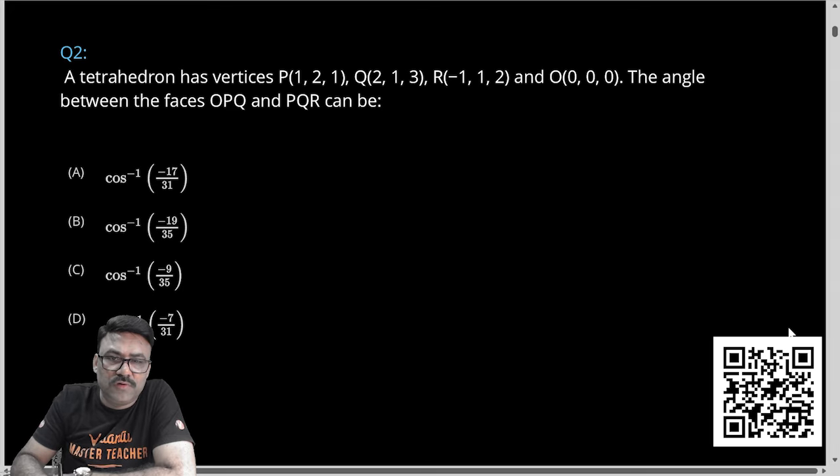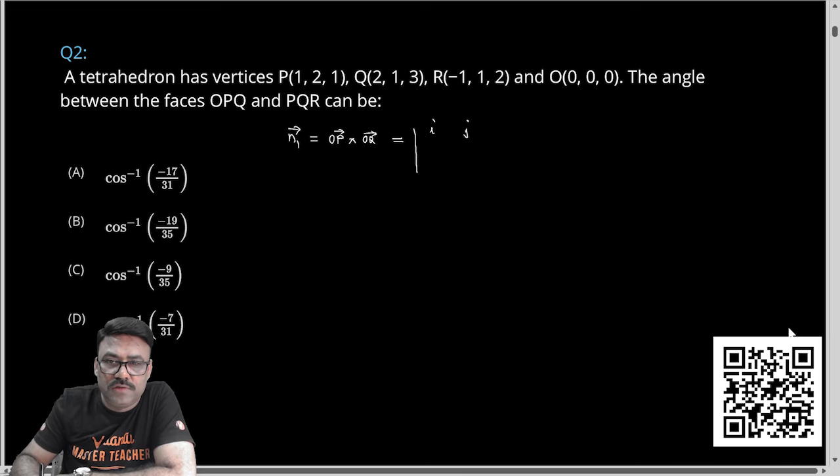So let me call this normal N1. And this normal will be basically OP cross OQ. So let's find OP cross OQ. This is i, j, k. OP is basically the position vector of P, which is 1, 2, 1. OQ is the position vector of Q, which is 2, 1.